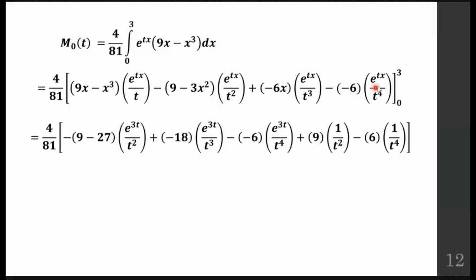Then minus into minus 6, e raised to 3t upon t raised to 4. At the lower limit, when x is 0, this term is 0. When x is 0, the lower limit's minus sign and this minus sign will become positive: 9 into e raised to 0 is 1 upon t square. When x is 0, again this is 0. And we have minus into minus plus, lower limit minus, so we get one more minus here: 6 into 1 upon t raised to 4.